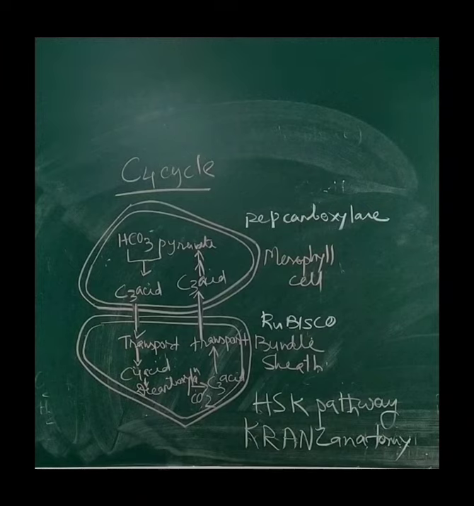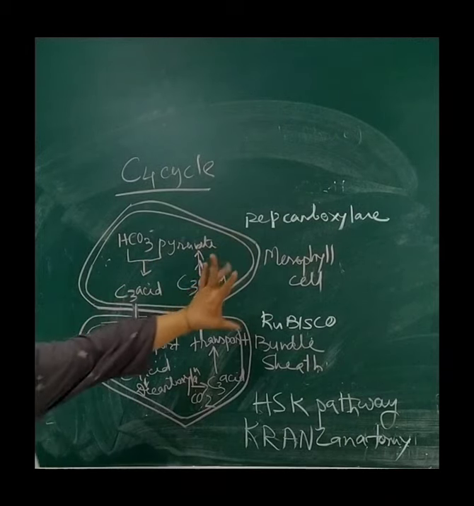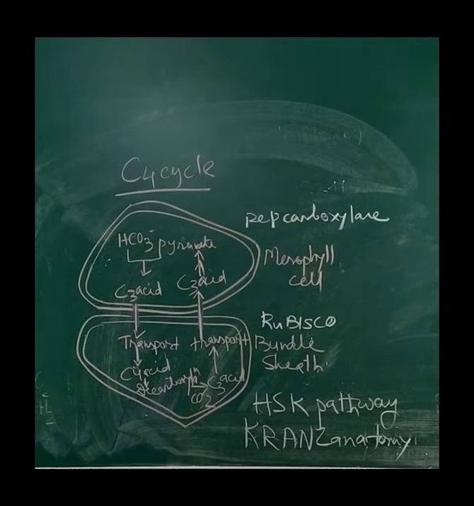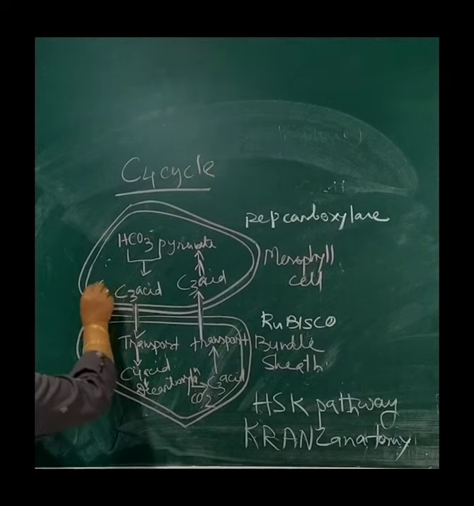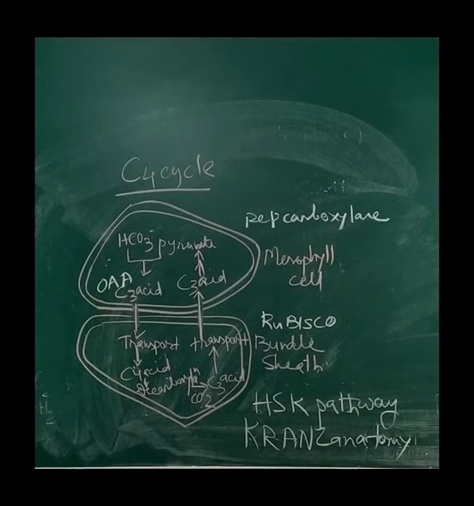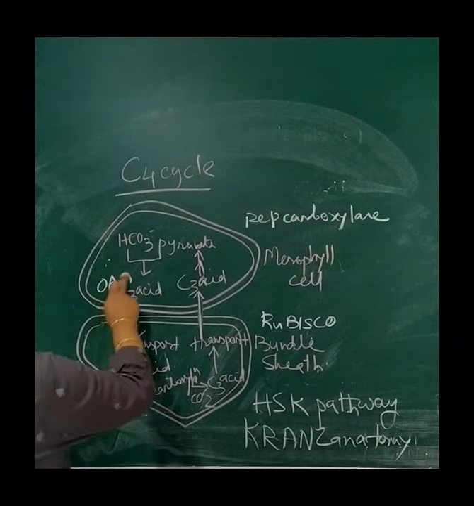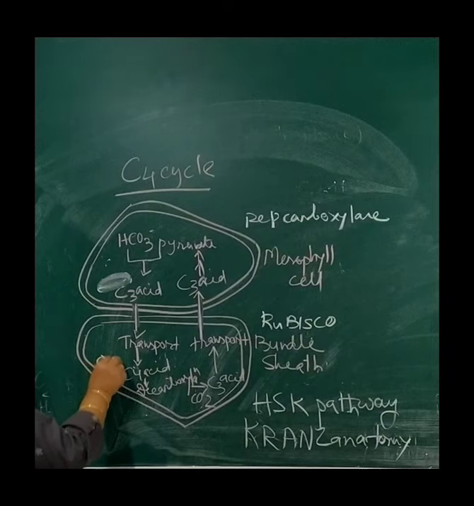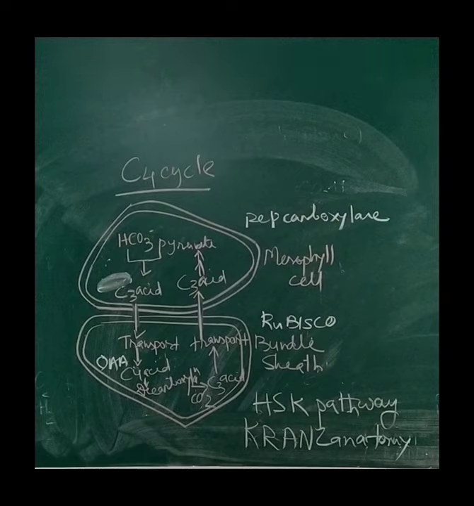So step 1 in C4 plants: the initial fixation of CO2 occurs in the mesophyll cell, and the primary acceptor of CO2 is phosphoenol pyruvate. So what is this phosphoenol pyruvate? It is the primary acceptor, and it combines with CO2 in the presence of an enzyme called PEP carboxylase, and that forms the first C4 compound, that is oxaloacetic acid, which is the C4 acid. So the first 4-carbon compound is formed.